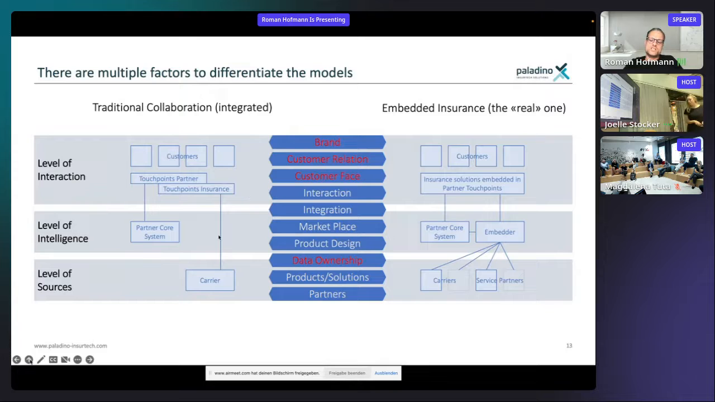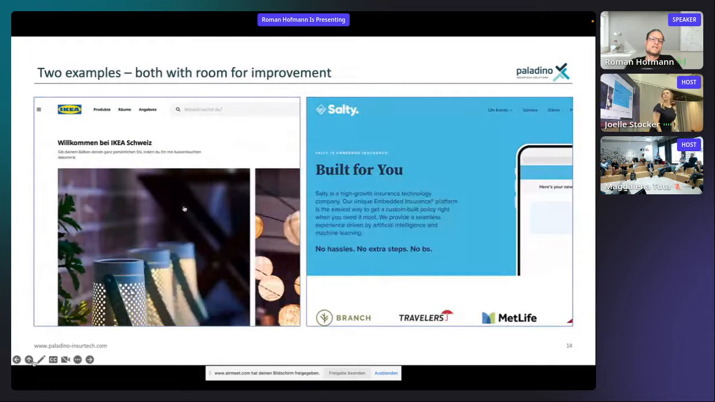In the traditional world, as they did it here, the insurance company collects the data at IKEA. IKEA cannot learn and grow. There's no potential for upselling and cross-selling anymore for IKEA. And that's, from my perspective, a big opportunity, but it could be solved in a much better way.